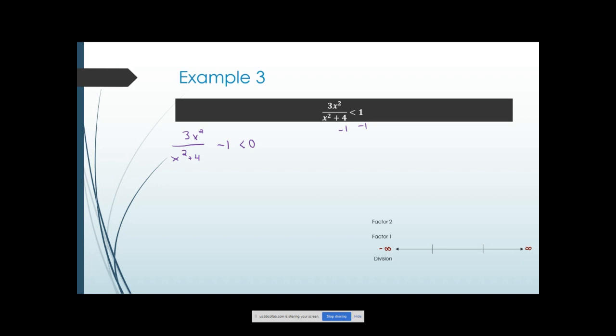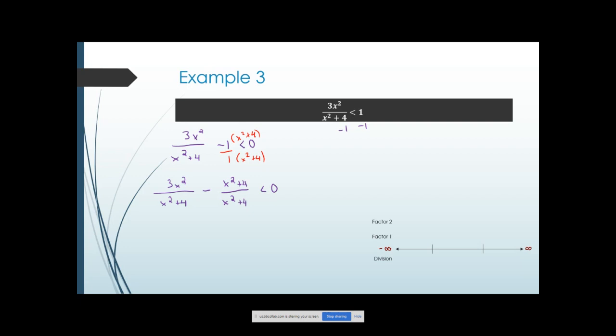So my denominator is x squared plus 4. So I need to multiply. Basically, I have -1, which can be turned into a fraction by putting it over 1. And I need to multiply the top and the bottom by x squared plus 4 in order to get the common denominator. So I have 3x squared over x squared plus 4, then minus (x squared plus 4) over (x squared plus 4), then less than 0.